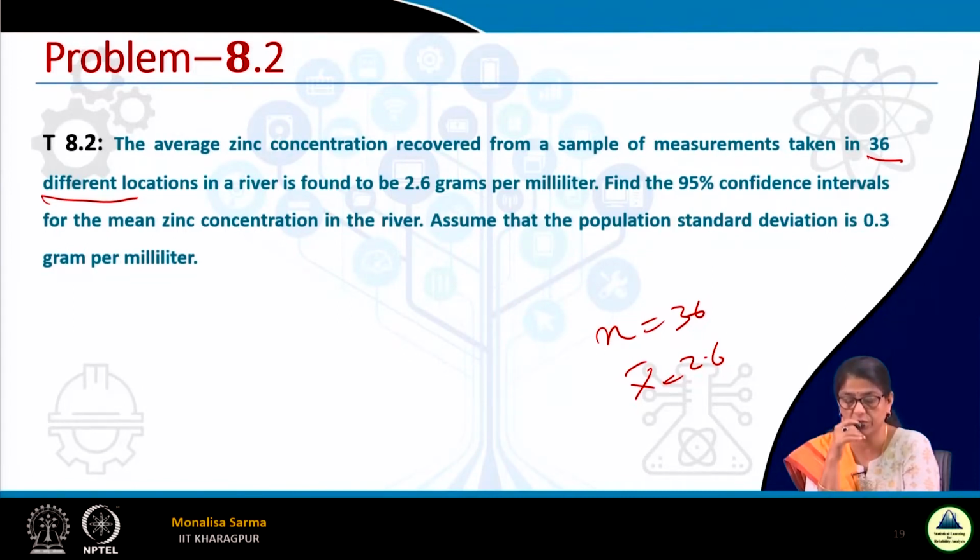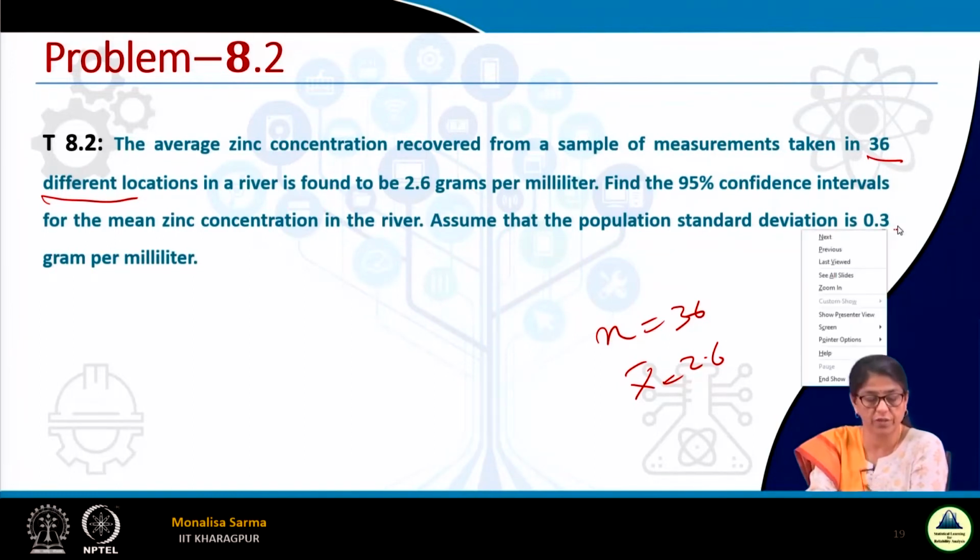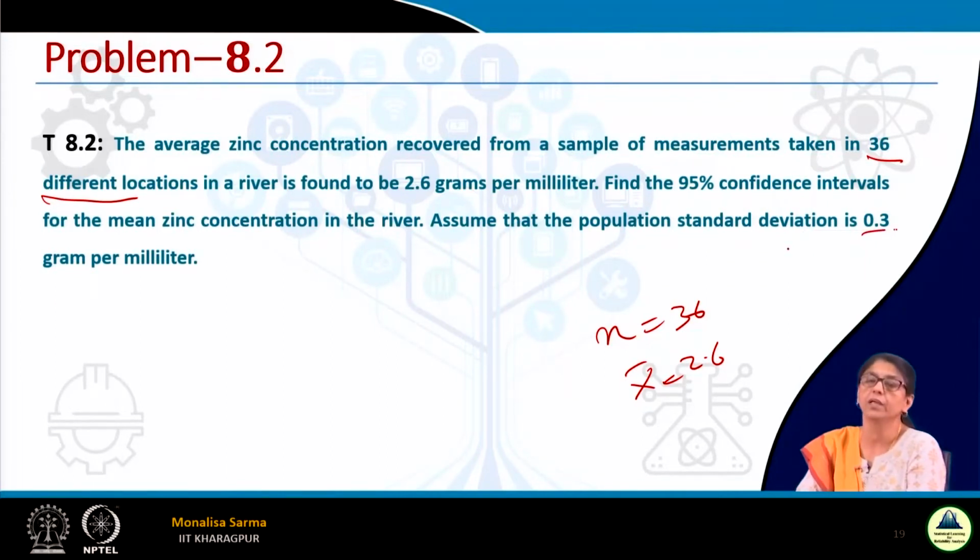Okay, we have to find a confidence interval. Assume that the population standard deviation is 0.3. Good, they have given the population standard deviation, and we have to find the confidence interval. We can find it because we will be using Z alpha by 2 instead of T alpha by 2, right?